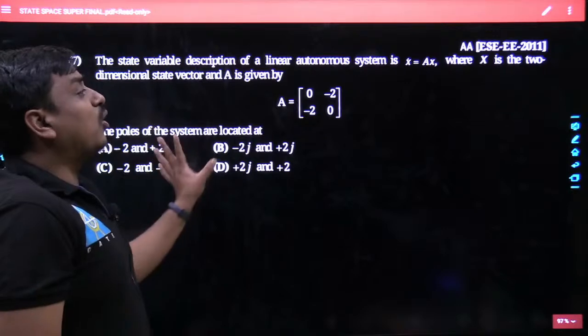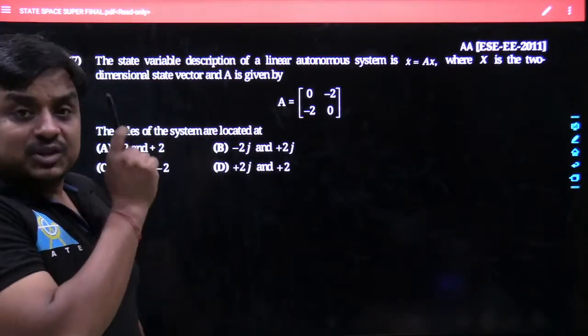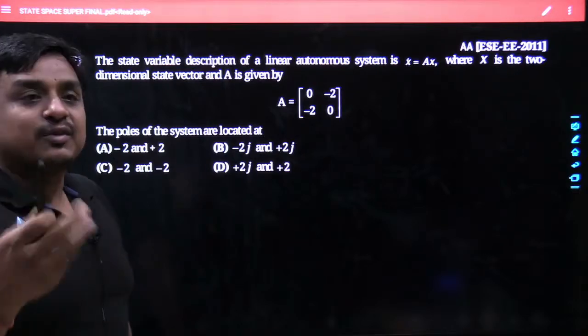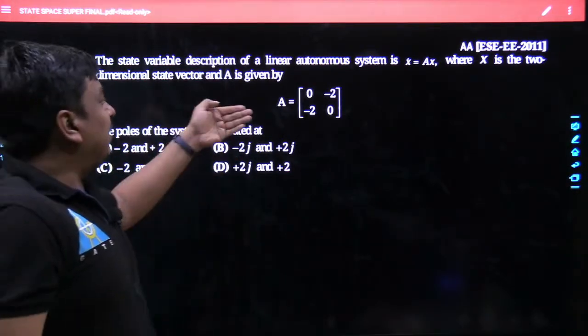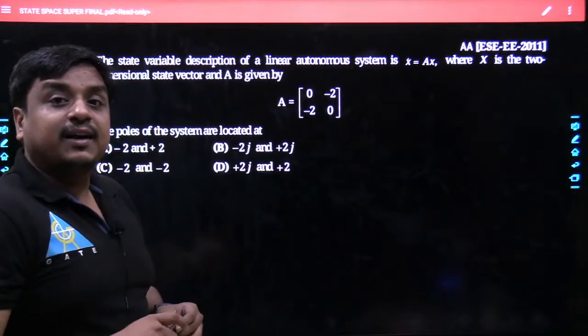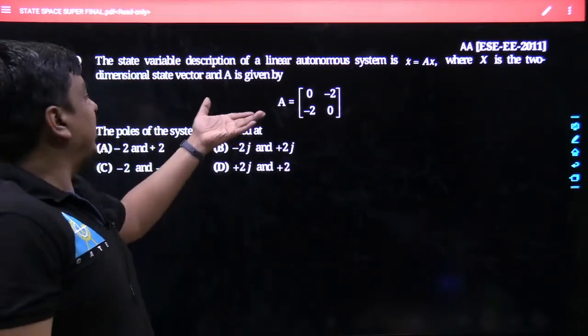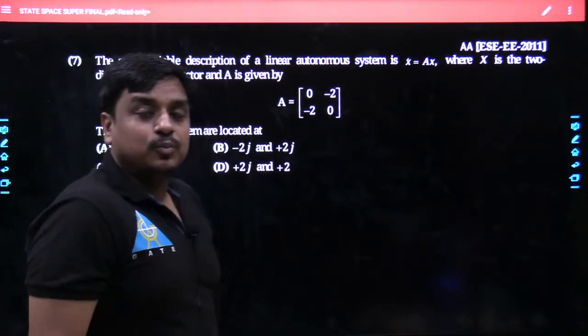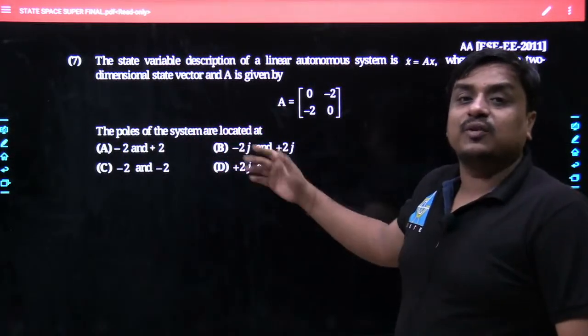It is one of the most simplified problems, but still the question repeatedly comes from this zone for maybe 1 mark or at worst 2 marks. Here the matrix A has been given to you, and with the help of matrix A, definitely you can get the characteristic equation, and once the characteristic equation is in your hand, definitely you can get the locations of the closed loop poles. And here it has been asked to get the exact locations of the closed loop poles.